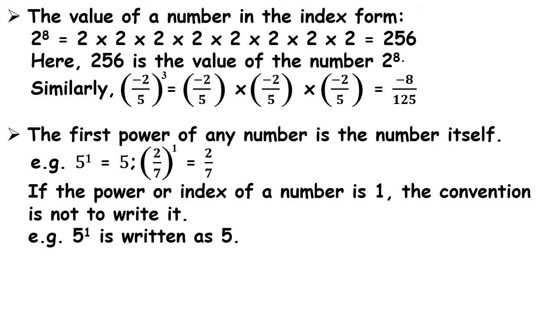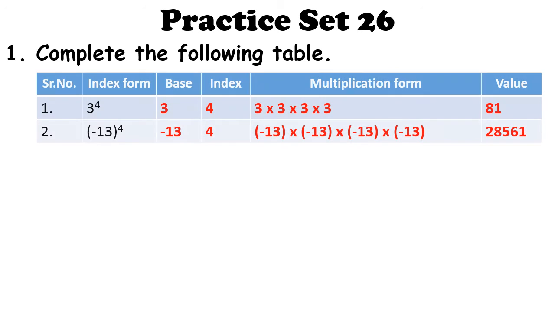So students, let's try solving practice set 26 based on the information that we just learned. Main question number 1. Complete the following table. Here, the number is given in index form, that is 3 raised to 4. So the base is 3, the index is 4, and its multiplication form is 3 multiplied by 3 multiplied by 3 multiplied by 3, which is 3 written 4 times. Its value will be 81.